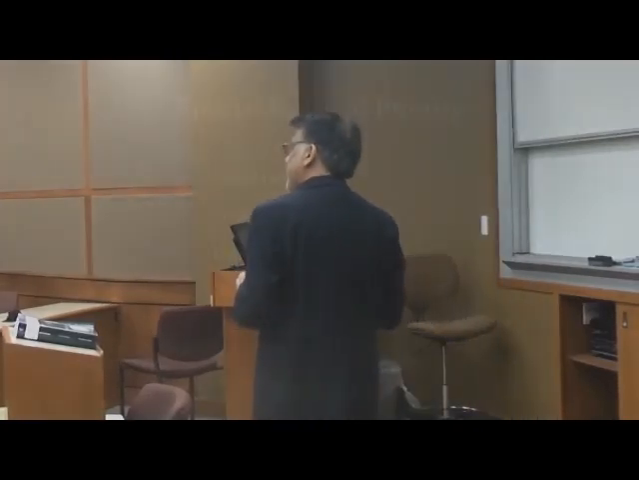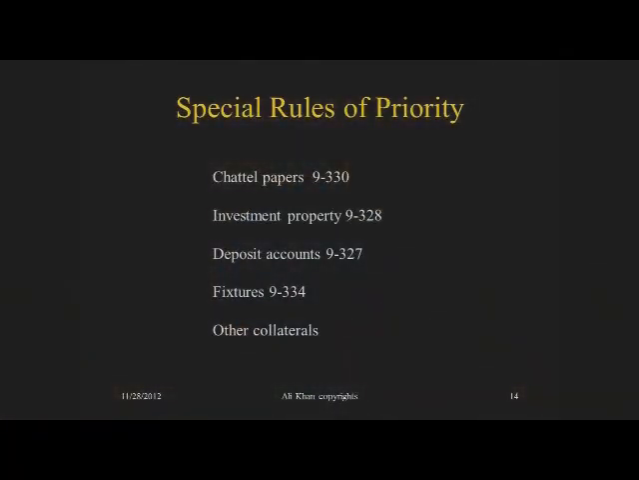Now, temporality will solve most of the problems, but then there are special rules of priority depending on the collateral. For example, chattel papers, you have special priority rules given in 9-330. If it is investment property, 9-328. If it is deposit accounts, 9-327. Fixtures, 9-334. Other collateral. So here's the point that I want you to remember.